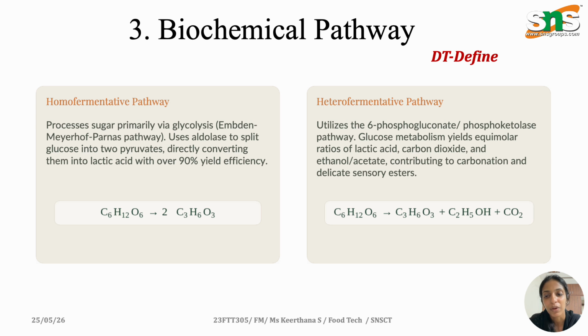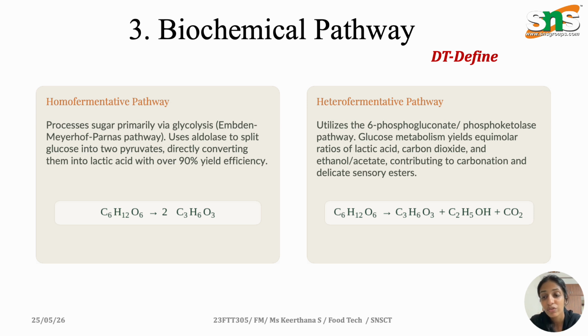Taking the biochemical fermentation pathway, we have homofermentative and heterofermentative. Homofermentative bacteria mainly produce lactic acid, with high acid production. They process sugar through the glycolysis pathway, where aldolase splits the glucose into two pyruvates. As a result, these are directly converted into lactic acid with an efficiency of 90% yield.